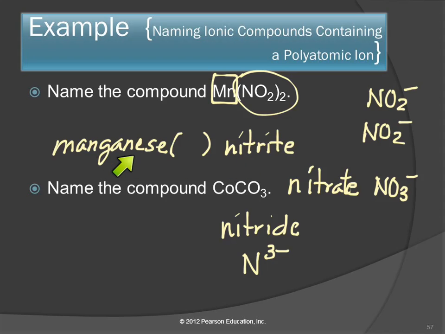Now, we need the Roman numeral on the manganese. This is saying that we have 2 NO2 minuses, so the total negative charge is -2. How many manganese ions are there in this formula? Just 1. So its charge must be +2.